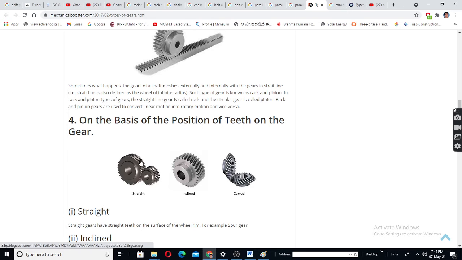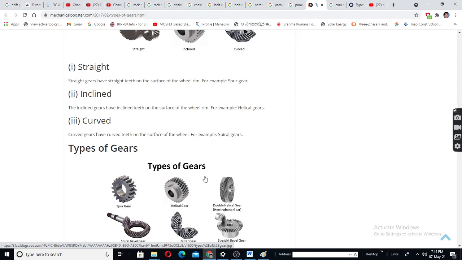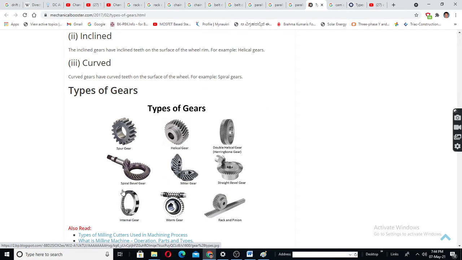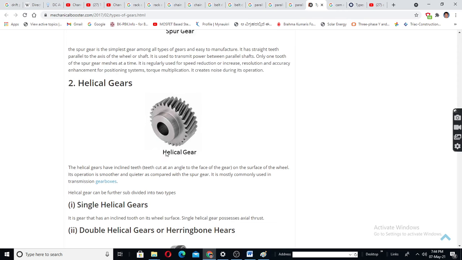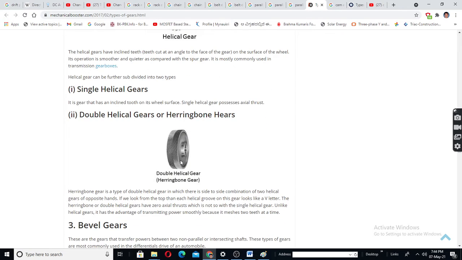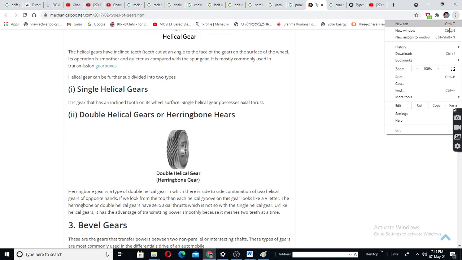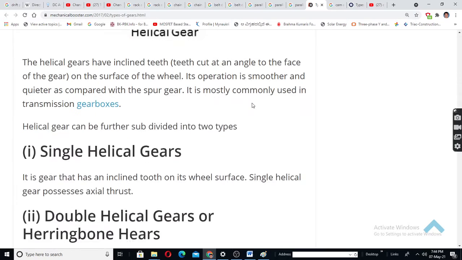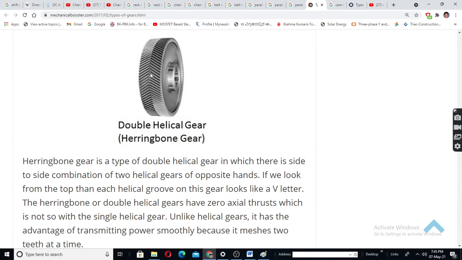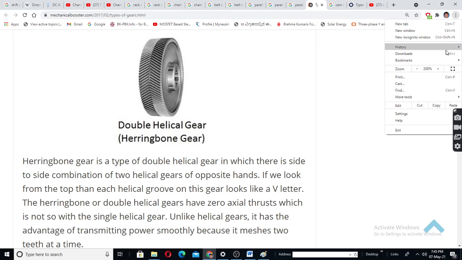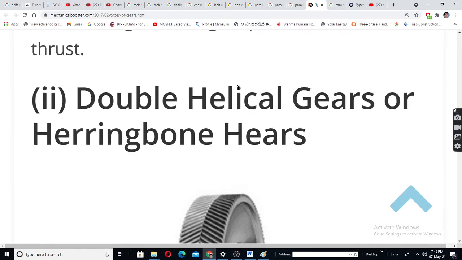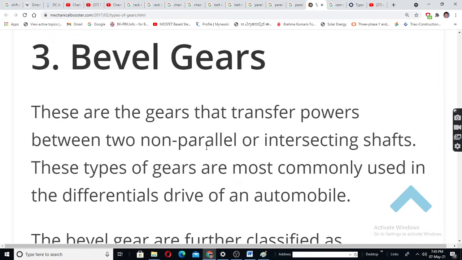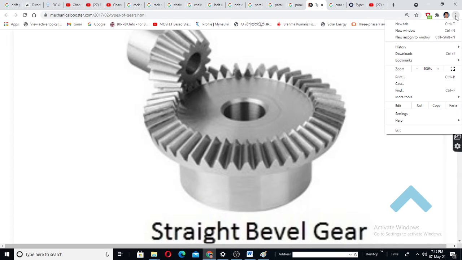And you have different types of gears, say straight gear, inclined gear, curved gear. Accordingly we have spur gear, helical gear, bevel gear, spiral bevel gear. You can see here lots of types are there. Spur gear, helical gear, double helical gear. You can see here, double helical gear, in one gear you have two inclinations. Double helical gear, bevel gear. This is bevel gear.